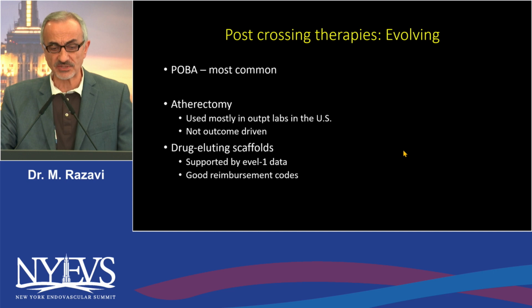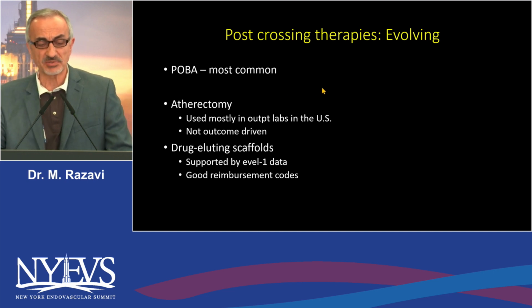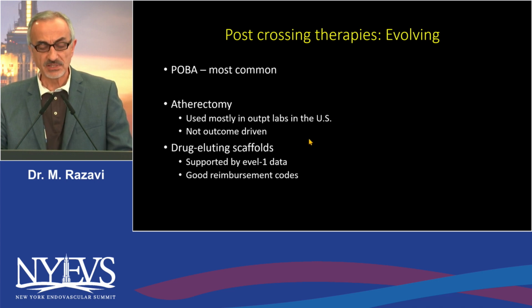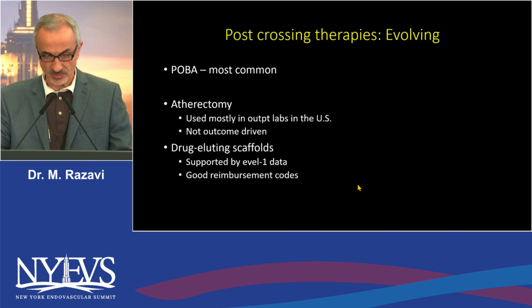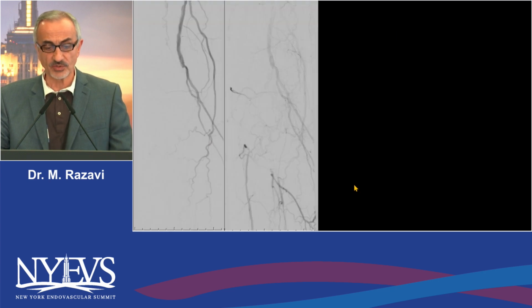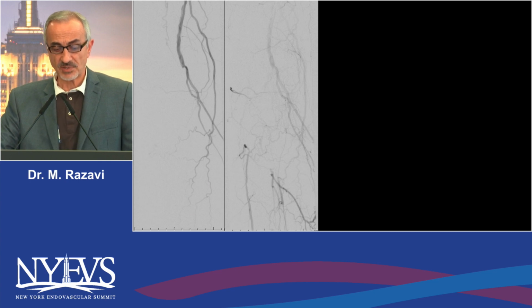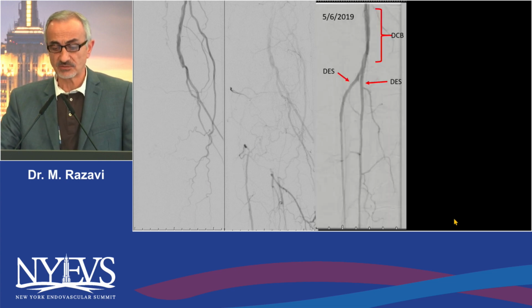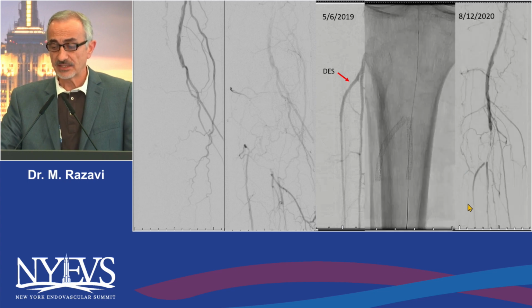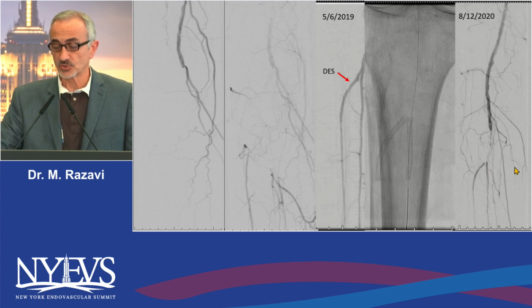In terms of post-crossing therapies, we said it's evolving. Angioplasty is the most common device used. Atherectomy, obviously, is used in most outpatient labs in the US. It's really not outcome-driven. Drug-eluting scaffolds, however, below the knee are supported by level 1 data, and there are reimbursement codes for them. I want to show you something interesting here. Here's a patient that was treated with a popliteal into the trifurcation, and this was reconstructed with drug-eluting stents, as you can see here. And here's the patient a year later. As you can see, the pop is open. Those two stents are still open. I mean, this is unusual.